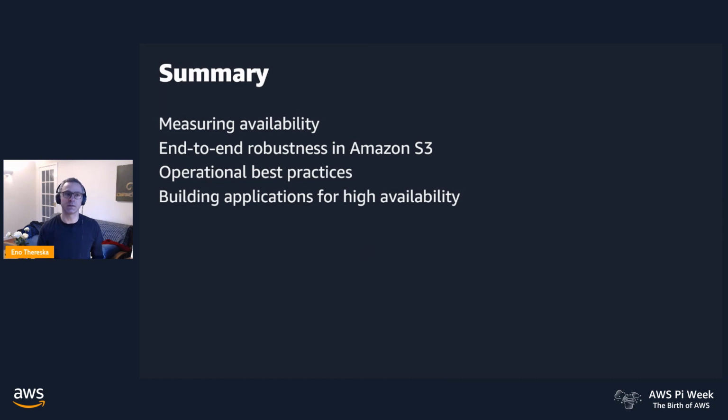Then we discussed end-to-end robustness in Amazon S3, and we discussed things around permanent and temporary failures and how we mitigate those issues. We talked about operational best practices, in particular around software deployments, and how good culture there really helps maintain the high availability for the customers. And then finally, we put all of these things together and talked about how you can build your own applications for high availability using some of these lessons learned.